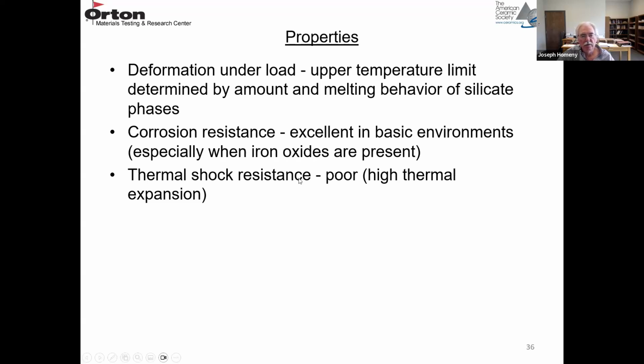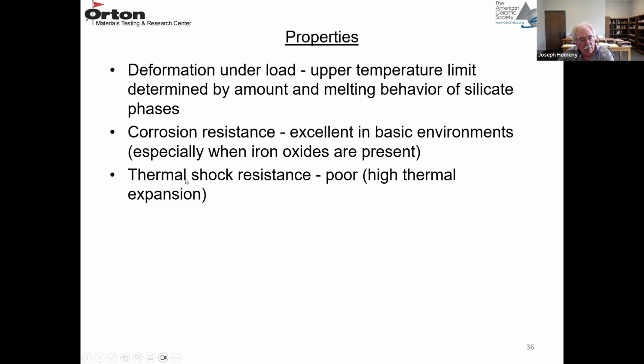And the thermal shock resistance of this refractory is rather poor. I mentioned, of all the refractory materials, it has the highest thermal expansion, roughly 13.5 times 10 to the minus 6 per degree C. That high thermal expansion is a problem with thermal shock because it builds up stresses faster than a low expansion material.